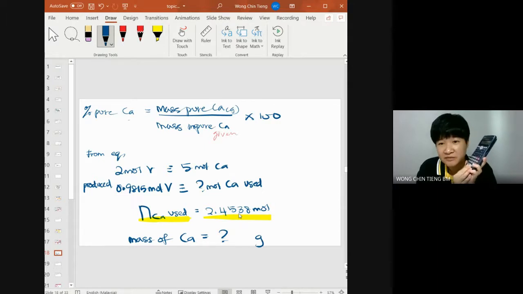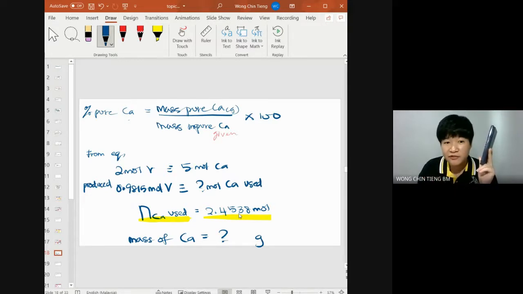Betul? Kan? Dia takkan jadi bubur kacang, betul? Hanya kacang hijau yang akan jadi bubur kacang. Sama juga dengan impure calcium. If just now I have 1.01 gram or 1.01 times 10 to the power of 2 gram of impure calcium.